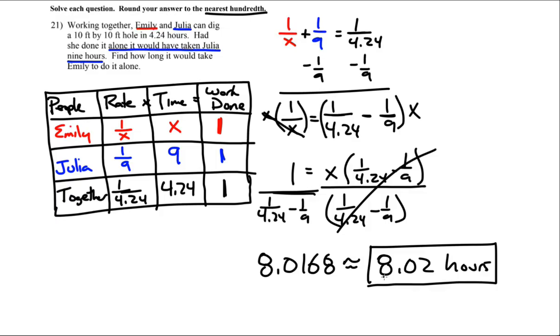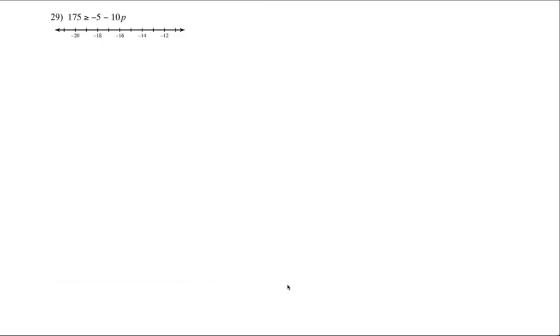So if Julia can do it in 9 hours, and together it takes them 2.24 hours, then Emily should be able to do it in 8.02 hours, just a little over 8 hours. Her 8 hours plus Julia's 9 hours, doing it together, they can do it in 4.24. Okay, let's take a look at 29.